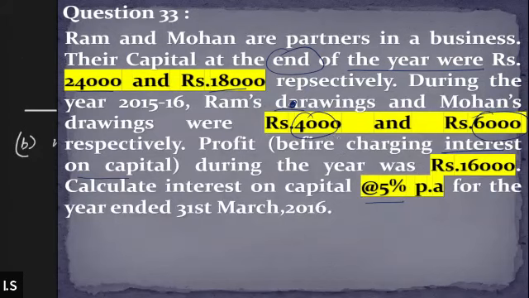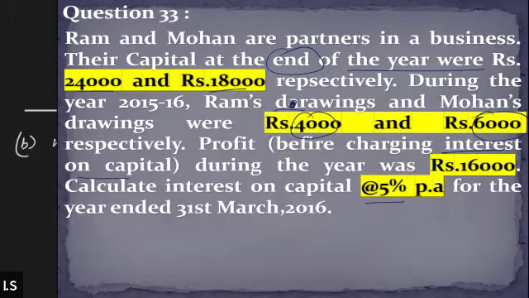Now see, the thing is that in the question, the capital balance of the partners that is given is not the opening balance, right? And whenever the opening balance is not given, we need to find it out, because interest on capital is always calculated on the opening capital balance of the partner. Since the opening capital balance in this question is not given, we will first have to find out the opening capital balance of the partners, and then only we will be able to calculate the interest on capital. Do you understand that, everybody?